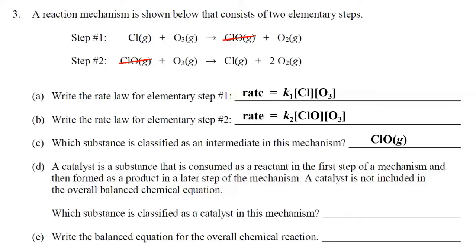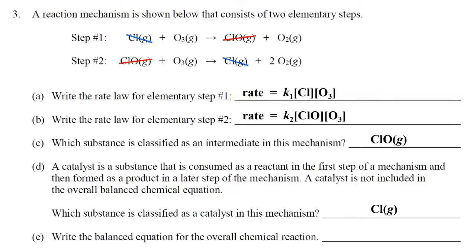A catalyst is sort of the reverse of that process. So a catalyst is a substance that is consumed as a reactant at the very beginning of the mechanism, so in step 1, and then eventually it is also formed as a product in a later step. So a catalyst, like an intermediate, is not included in the overall balanced chemical equation, but where will you see a catalyst? You'll see it as a reactant in step 1, and then eventually you will see it as a product in one of the later steps.